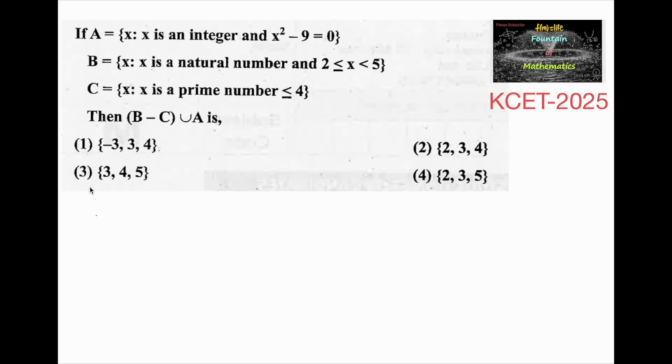Given three sets where set A contains integers which satisfy x square minus 9 is equal to 0. That is (x plus 3)(x minus 3) is equal to 0. So here x is equal to plus or minus 3. Therefore, we can write the set A is equal to {minus 3, plus 3}.